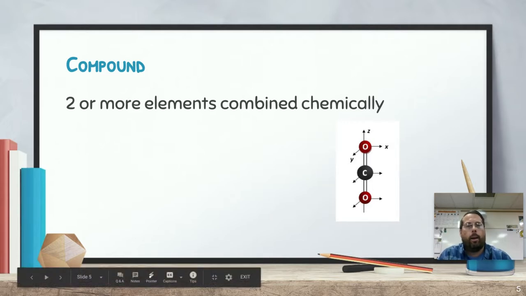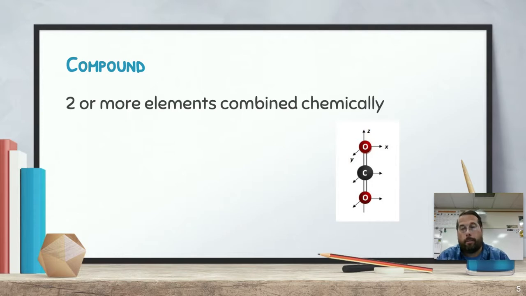When you have a compound, you have two or more elements that are chemically combined. So, like carbon dioxide, CO2, they're joined at the electron level or the chemical level, so they are called compounds. These are the ones that have formulas. And only a compound would have a formula.